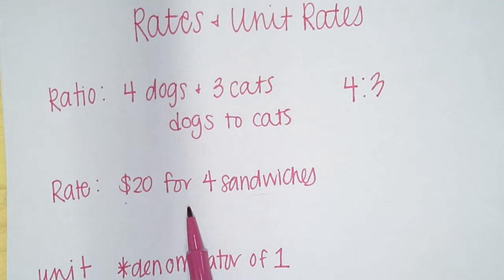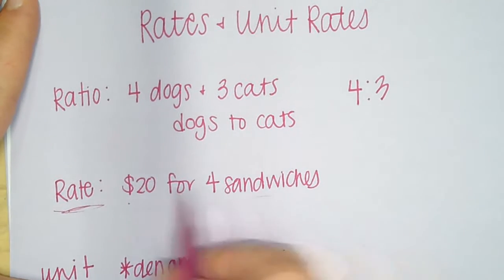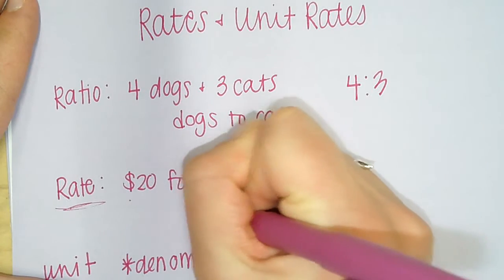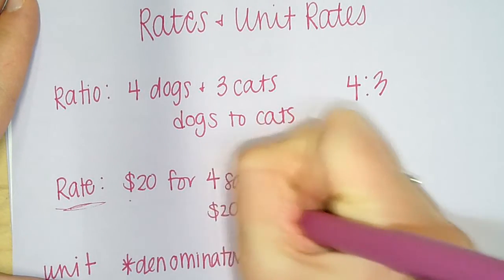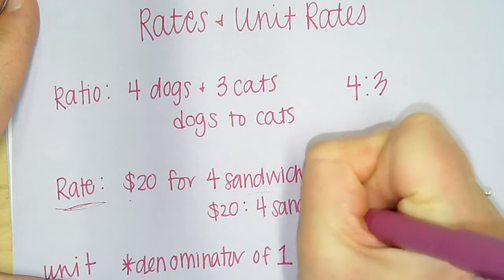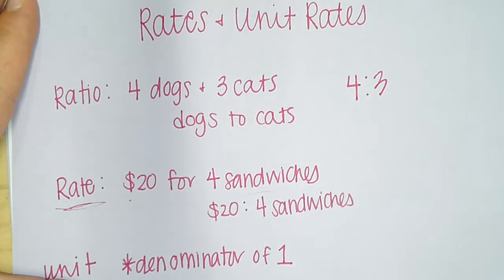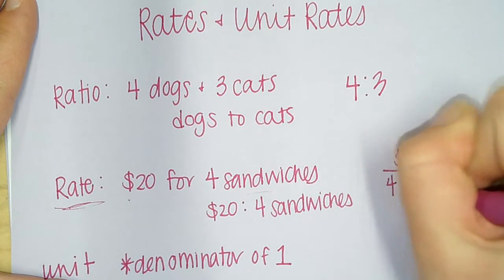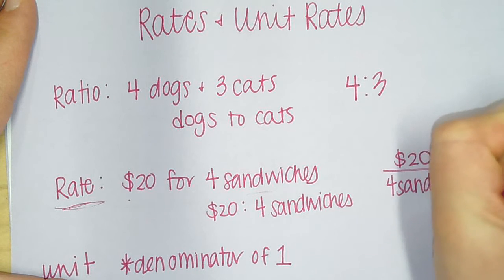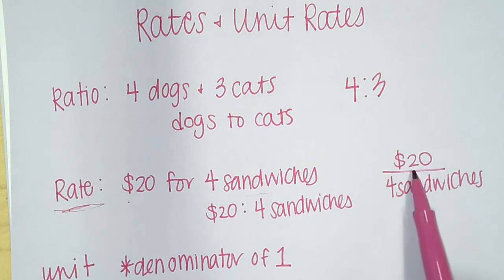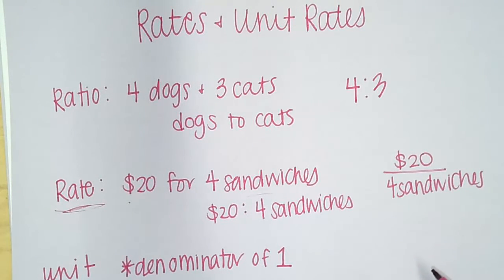So to write this as a rate, we would have to include the units. So you can write it $20 to 4 sandwiches. But more common, you would write it with that fraction bar. This would be your rate, $20 for 4 sandwiches.